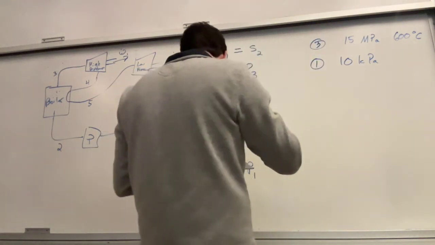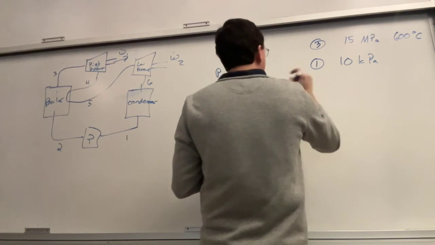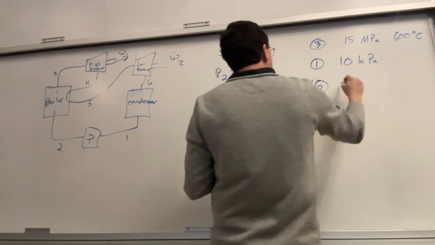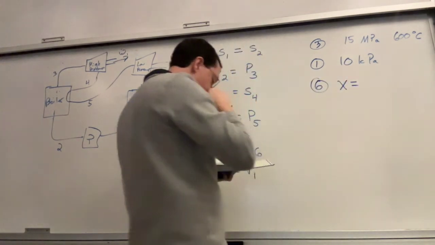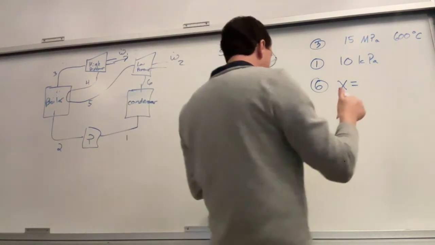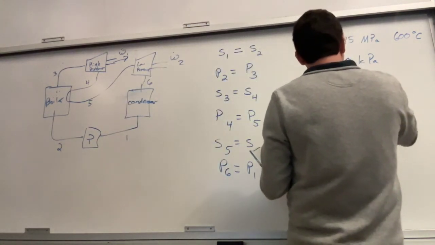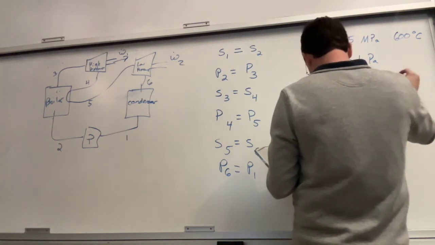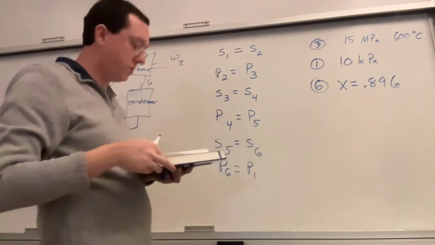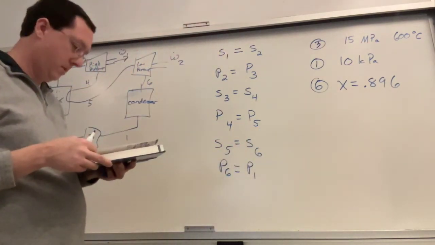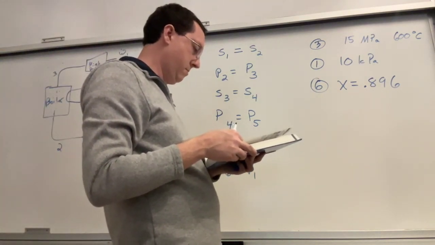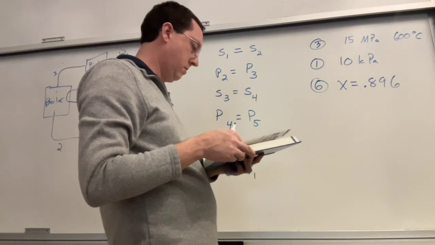So we're going to assume the quality at state 6. The way they phrase it is they say there's a limit on how much liquid is in there, but we're just going to say that that means the quality is 0.896. All right, so we assume that we have that. What else do I need to give you? I think that's all I need to give you.